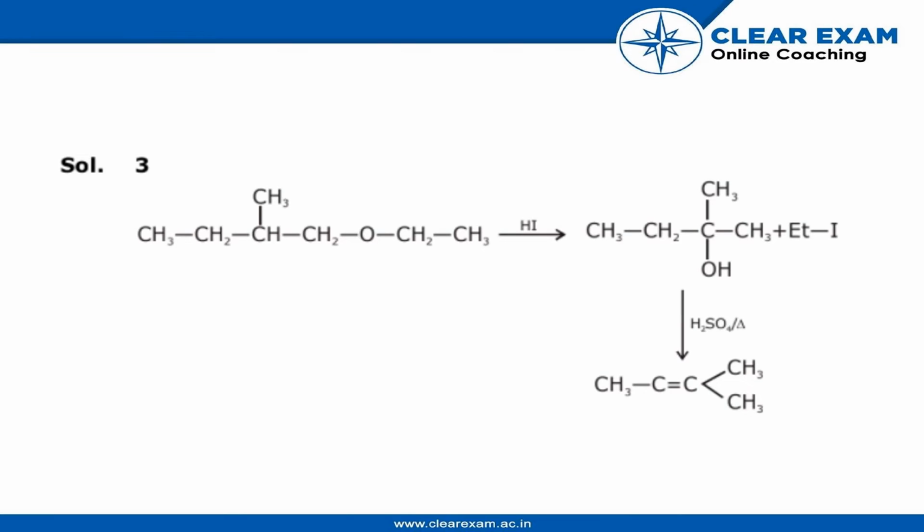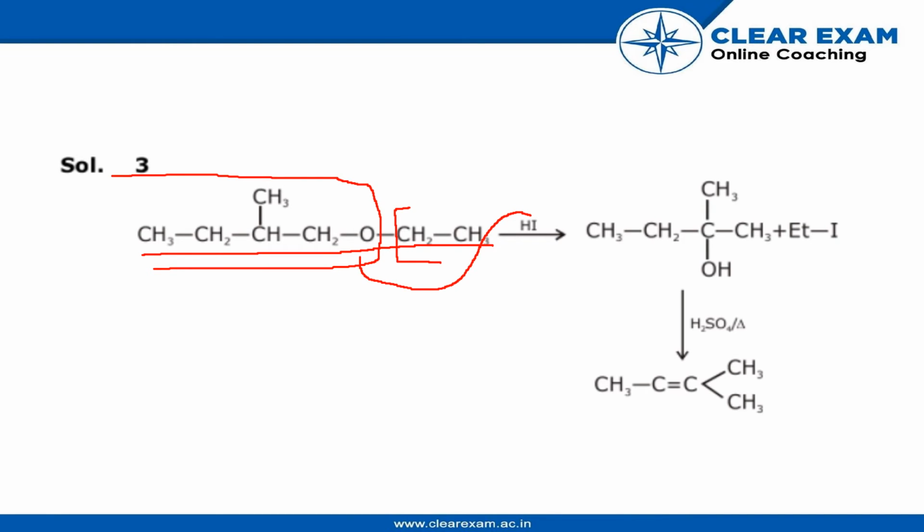So in order to solve this equation, we have to treat this compound with HI. So on treating with HI, this part will separate from this part. This H will go to this O, oxygen ion, and this I will go to this CH2, CH3. This will form this alcohol, and the iodide ion will be attached to this, so it will form ethyl iodide.